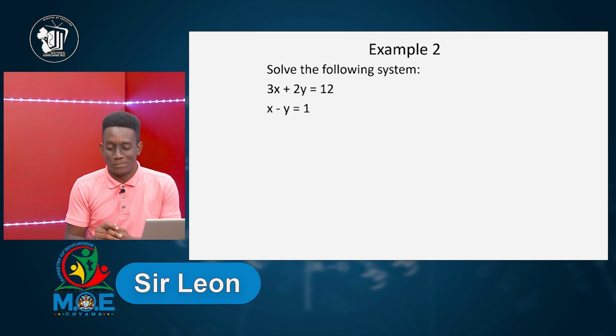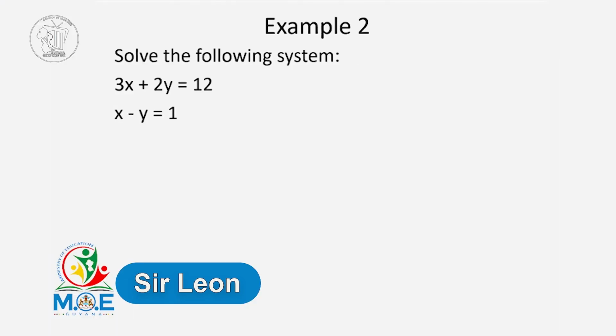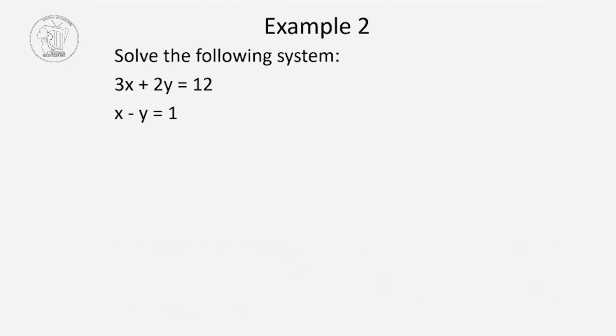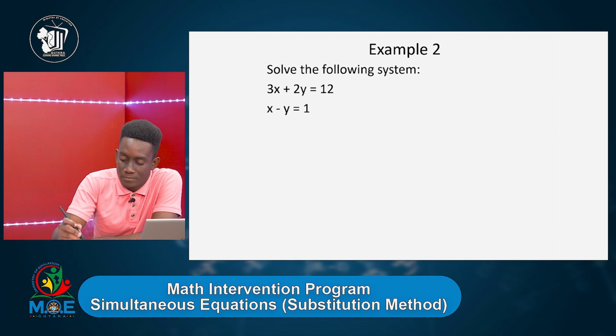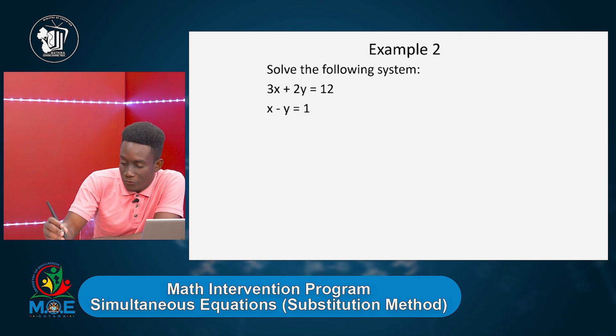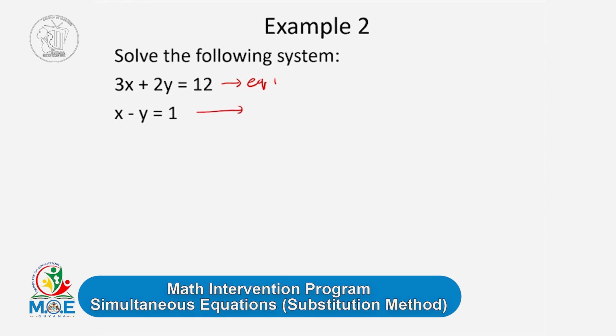So let's do another example. So this example says, solve the following system of equations. So we have 3x plus 2y is equal to 12 and x minus y is equal to 1. We are asked to solve this. So of course we see x by itself. So what we do, we first label, so let's call this equation 1. And let's call this one equation 2.